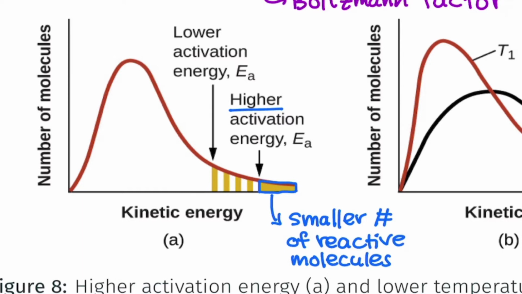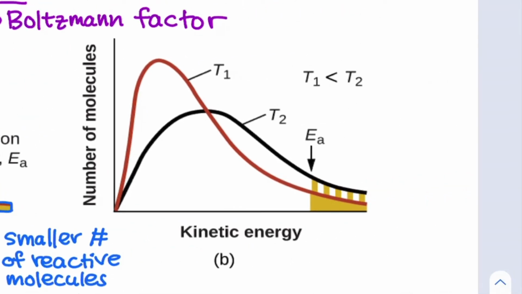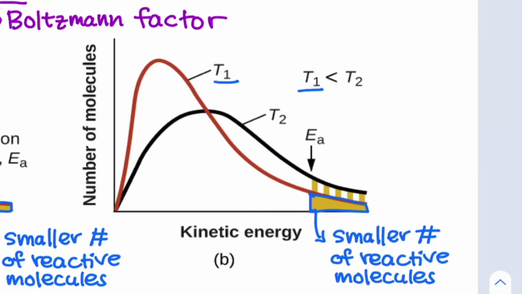This is what we would expect qualitatively, and the Boltzmann and Maxwell distributions just allow us to put a mathematical or graphical spin on this. On the right-hand side, we're seeing the impact of temperature. As the temperature goes up, we get more molecules with greater kinetic energy, moving at faster speeds. That increases the proportion of molecules with sufficient energy to react, even at a fixed activation energy, E sub A. Likewise, as we decrease the temperature, the fraction of reactive molecules decreases from the gold striped region to just the solid gold region, since we have fewer molecules with kinetic energy above E sub A at the lower temperature.